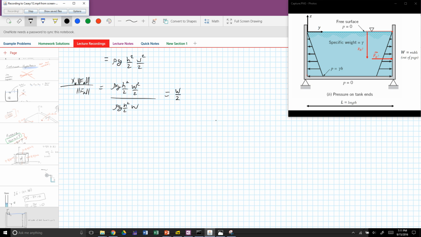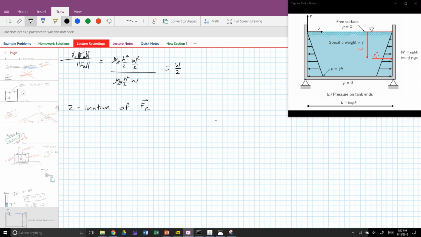So we computed the resultant force location along the x-coordinate to be w over 2. Pardon the gap there. There was a little math error that I had to cut out, so hopefully that wasn't too disruptive. Let's now calculate the point of application of the resultant force along the z-axis. That is, how high along this wall does it occur? So, z location of resultant force.